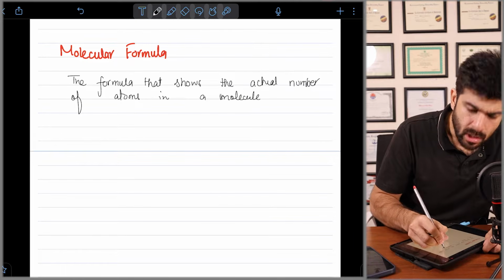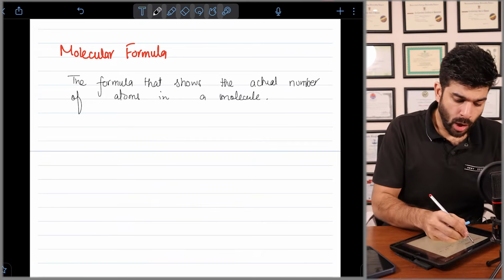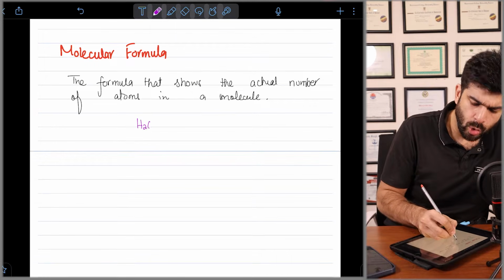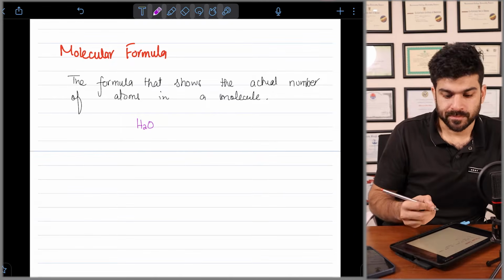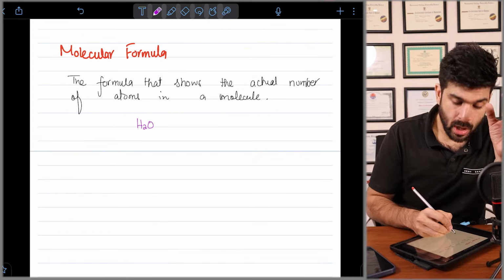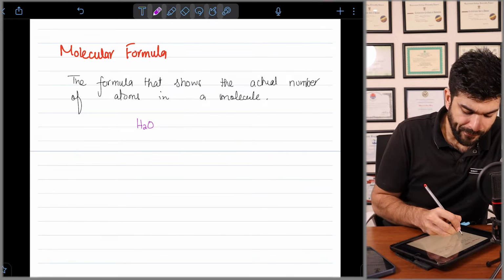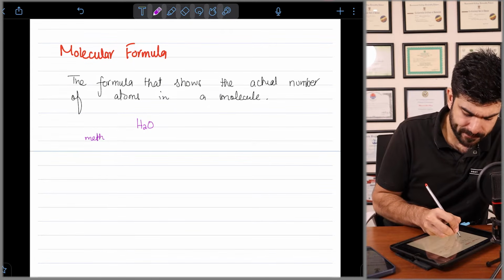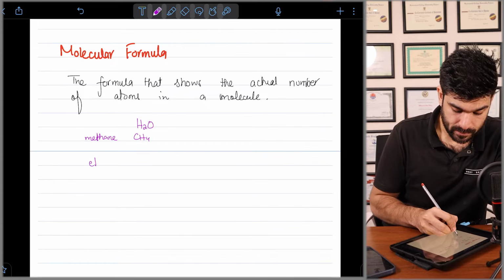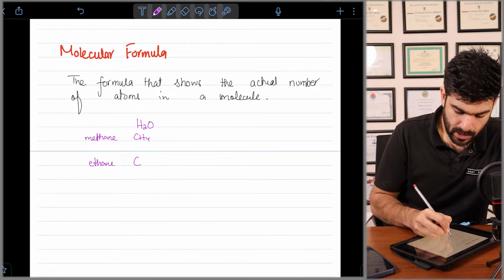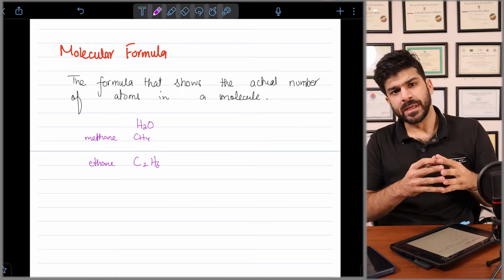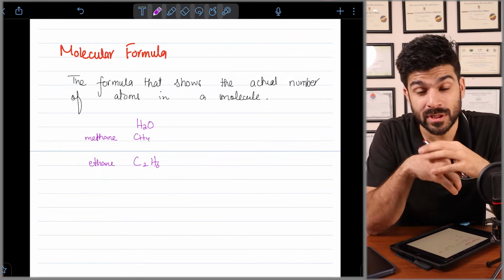For instance, if you're talking about water, what do we know about the molecular formula of water? That is simply H2O. If you have studied organic chemistry, you would know the molecular formulas. If we talk about methane, that's CH4. If we talk about ethane, that's C2H6.